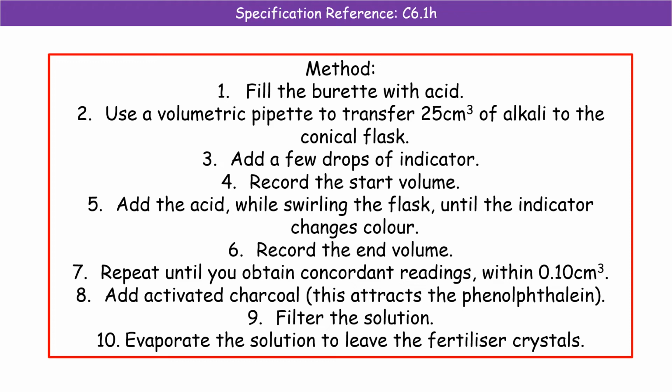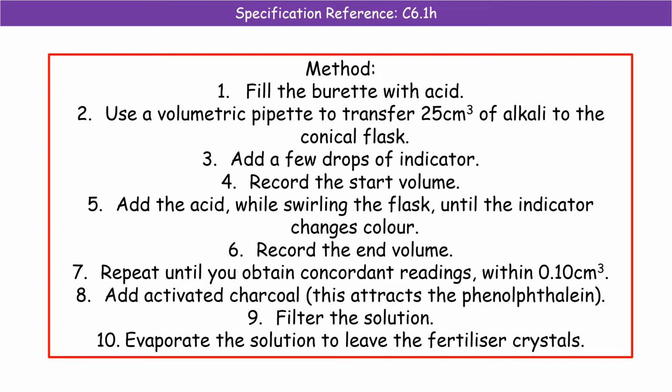This could be another one of these areas that we get to pull on the idea of titration, because when we're doing this in a lab, we use titration to achieve this. So we've already had a booster on titration. Here's a recap. Fill the burette with acid, volumetric pipette transfers the 25 centimeters cubed of the alkali to the conical flask, add a few drops of your single indicator, record the start volume from the burette, add the acid while swirling the flask until the indicator changes colour, record the end volume from the burette.